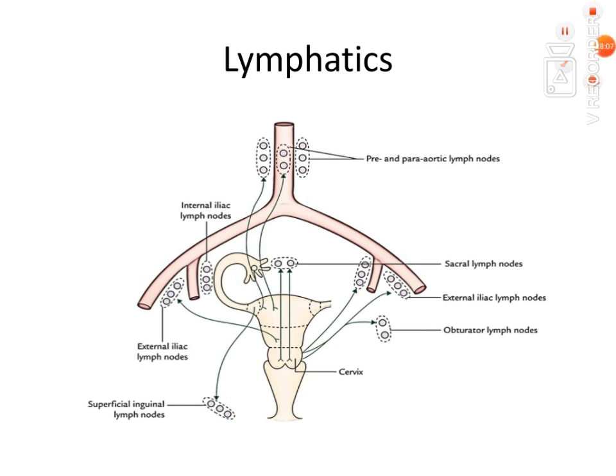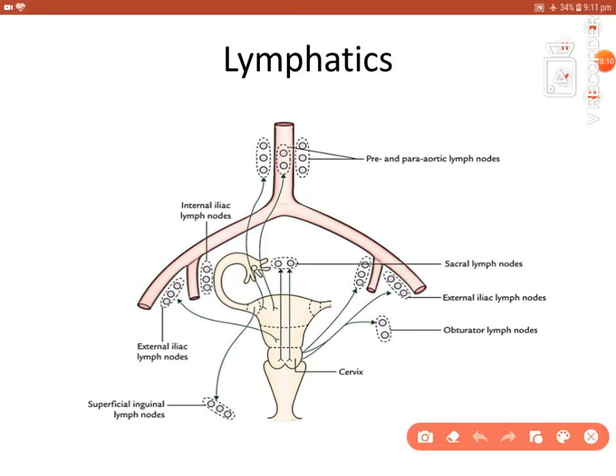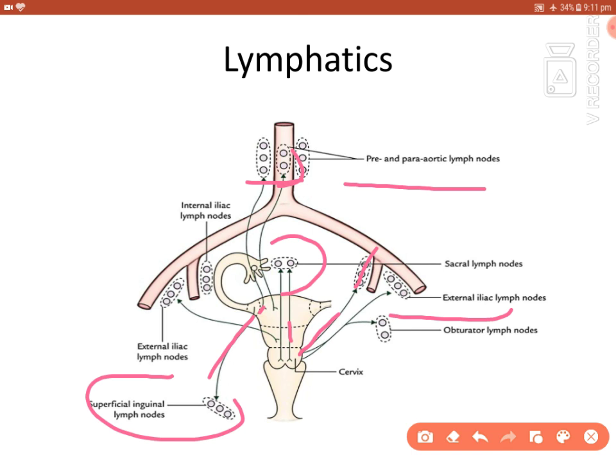Then lymphatic drainage. Here you can see the lymphatic drainage. This is the body. It drains into the lymph nodes in front and at the sides of the aorta, that is the pre and para-aortic lymph nodes, then towards the external and internal iliac lymph nodes. Okay, then also to the sacral lymph nodes. Okay, so from this lateral angle, it drains towards the superficial inguinal lymph nodes.